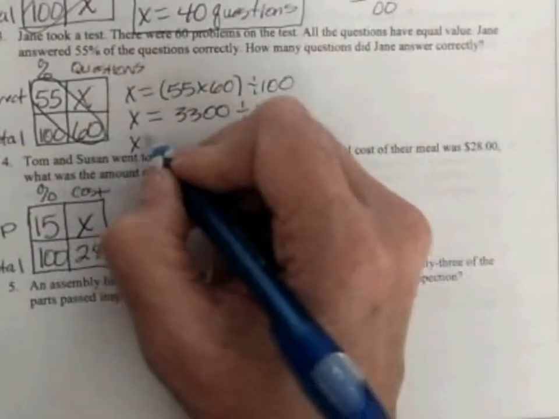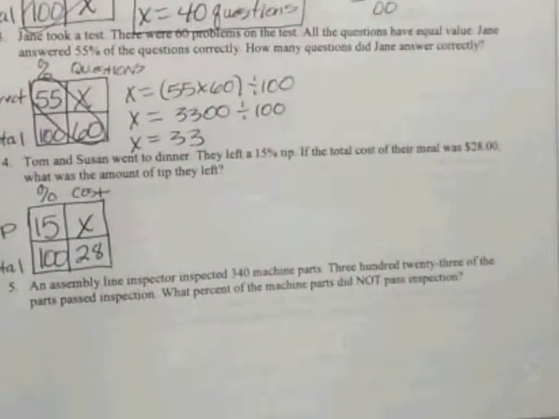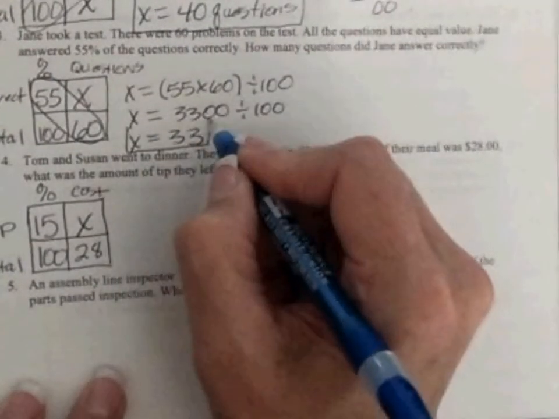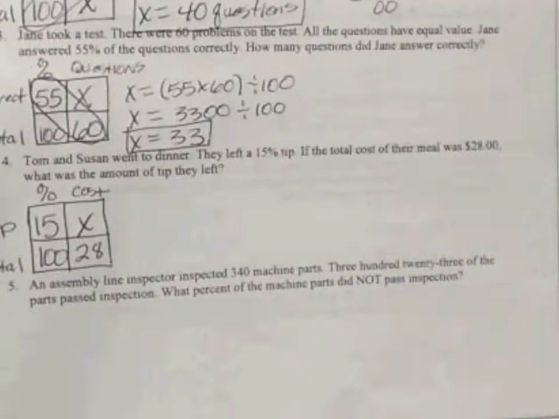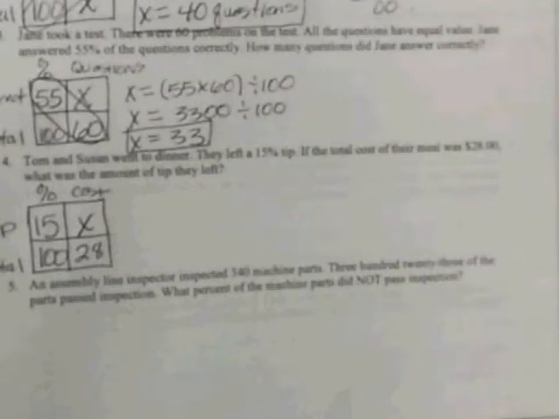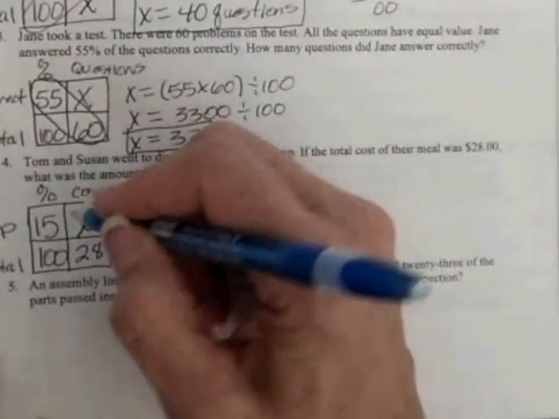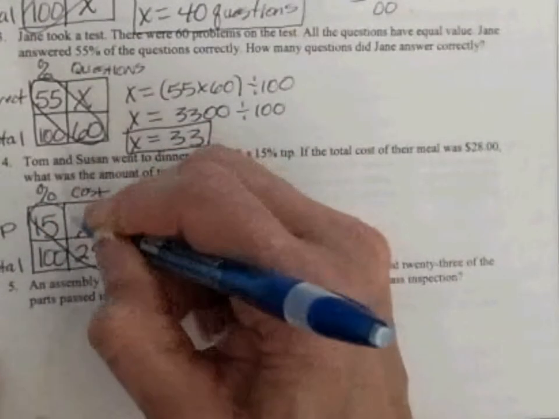But you can cross off. So if you divide by 100, couldn't you cross off both zeros and then it would be 33 over 1? Yes, cross off the zeros, so it leaves 1, so it's 33 over 1, which is 33.